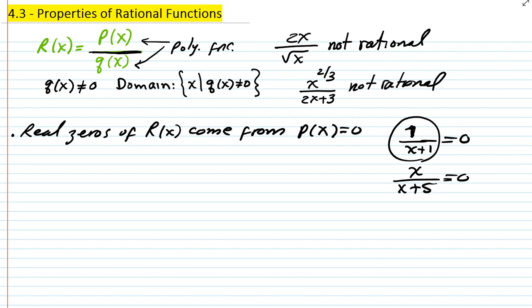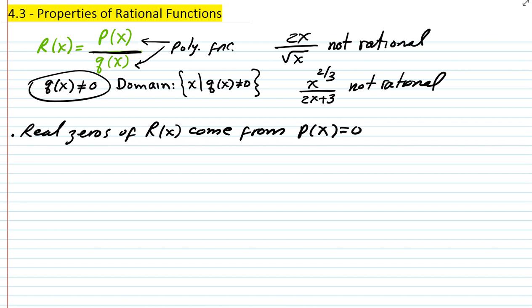Again, the only way this fraction can be 0 is if the numerator is 0, so x must be 0, not the denominator. If the denominator is 0, we get into an undefined situation, and we said just now that it cannot be 0. So the numerator must be 0 to find the real zeros. Therefore, the real zeros are the x-intercepts. This is how you get the x-intercepts of the graph.